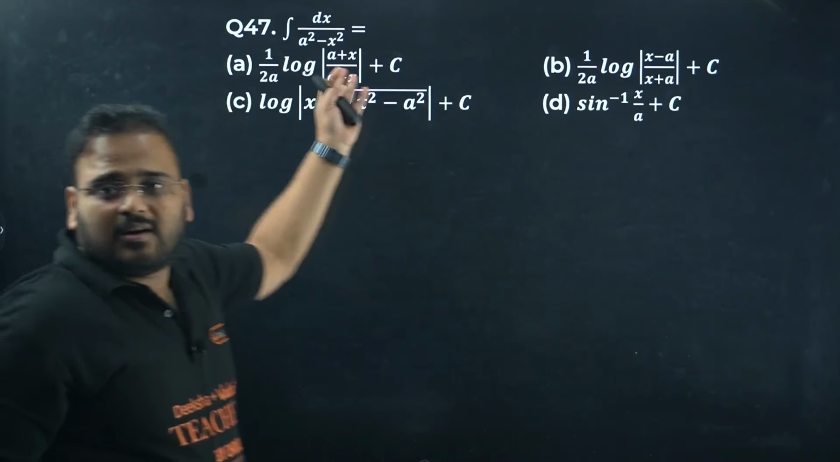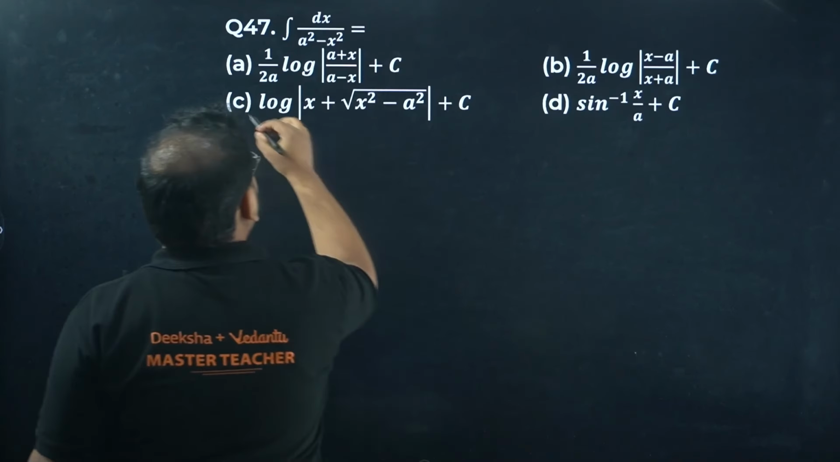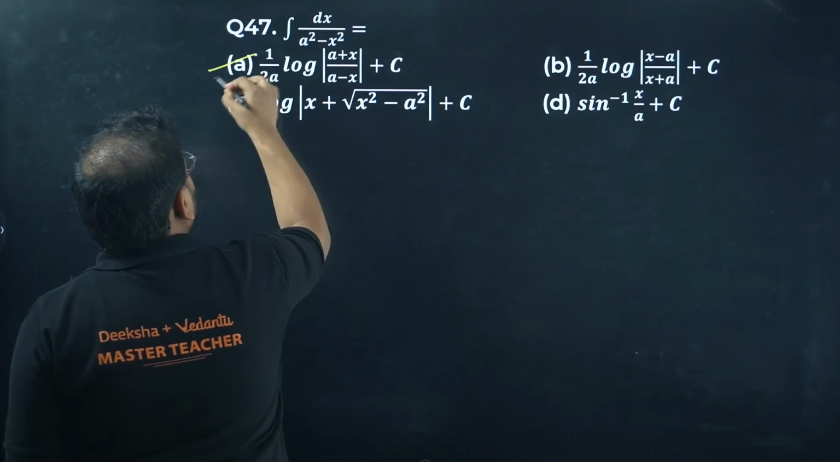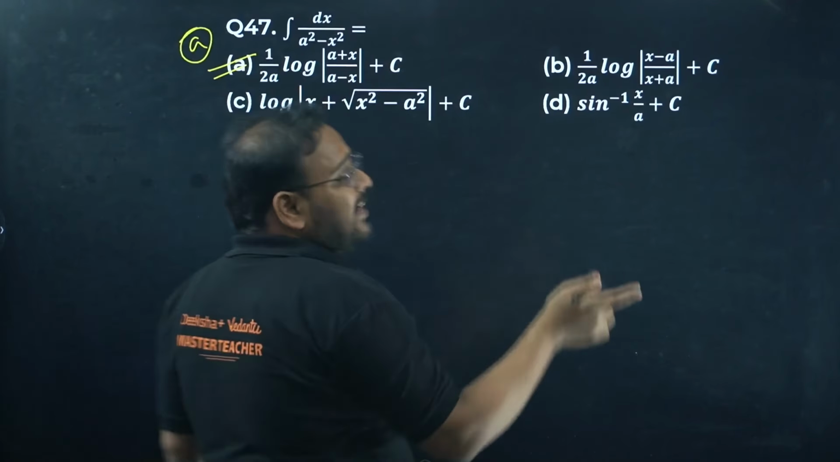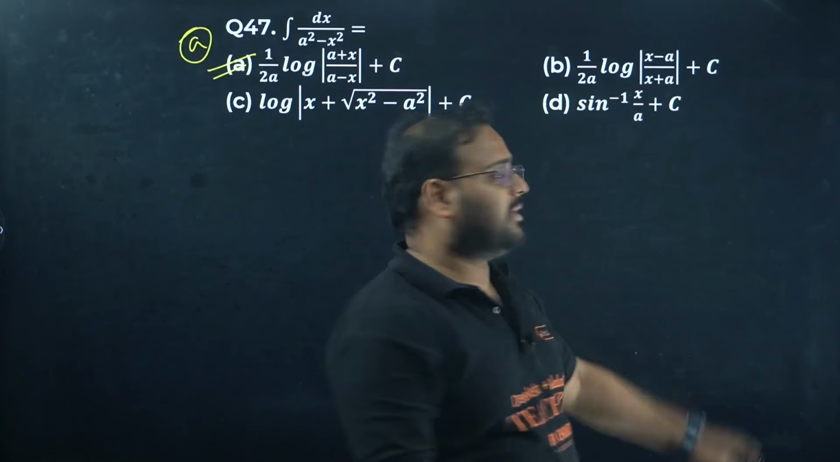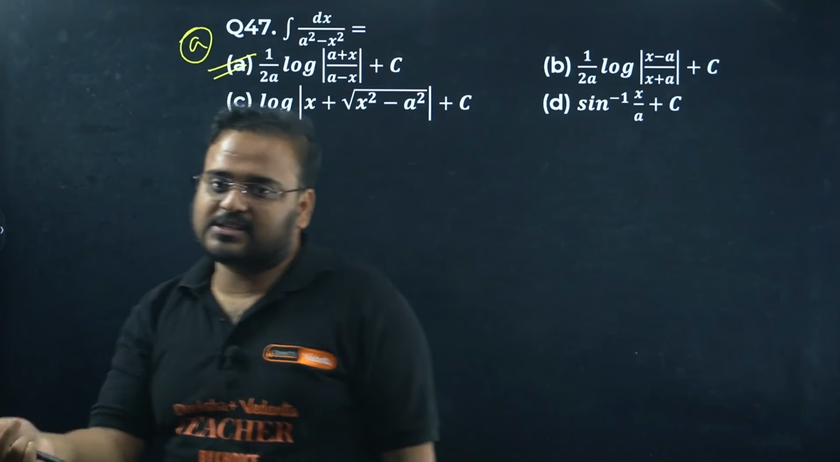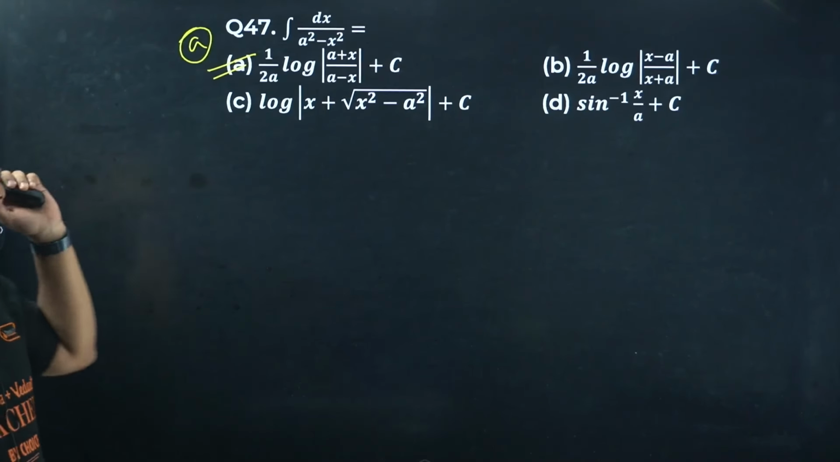This is a formula of particular functions. Answer is simply A, since a minus x is there in the denominator. If you have x square minus a square, it will become B. It is a square minus x square, so it becomes A.